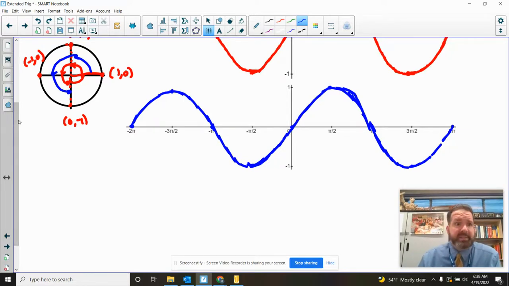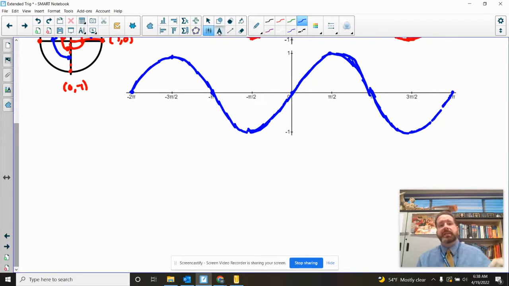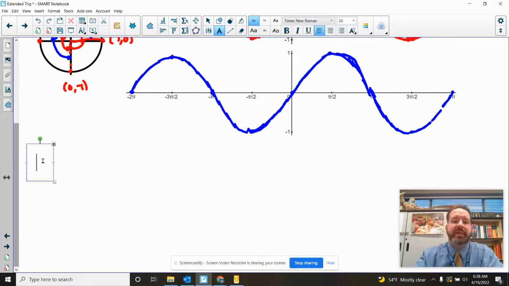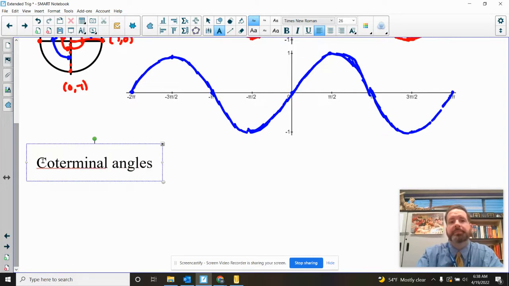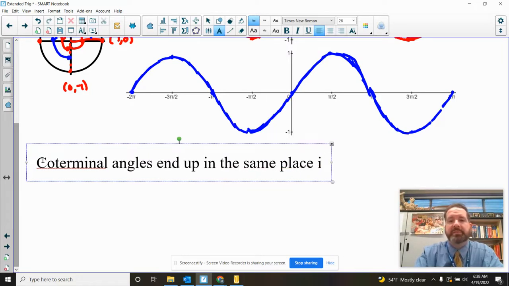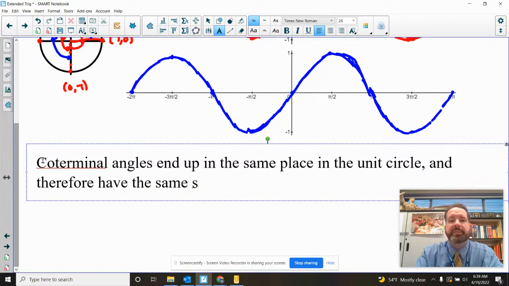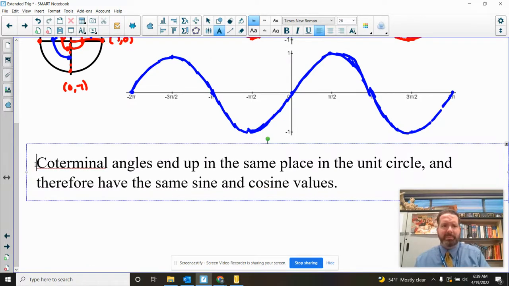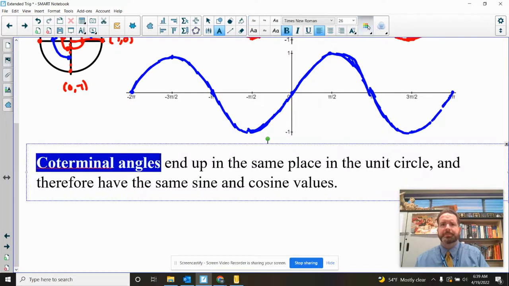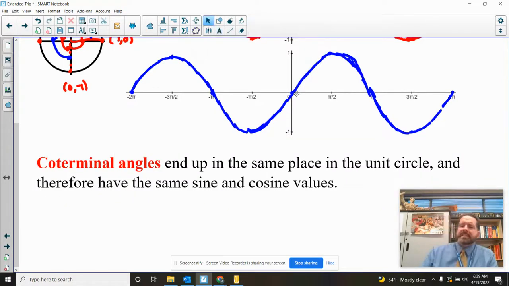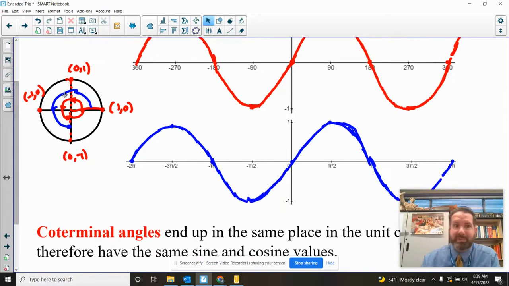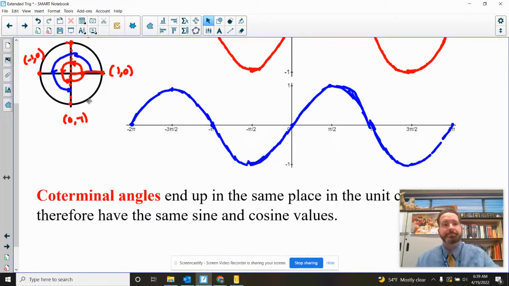One last definition that I want to give here in this particular part of the recording is to talk about angles that are coterminal. Coterminal angles end up in the same place in the unit circle and therefore have the same sine and cosine values. Here's what I mean by coterminal angles. To say that something is coterminal just means that even though the angles are not the same, they ended up in the same place. I'm going to give you a quick example.